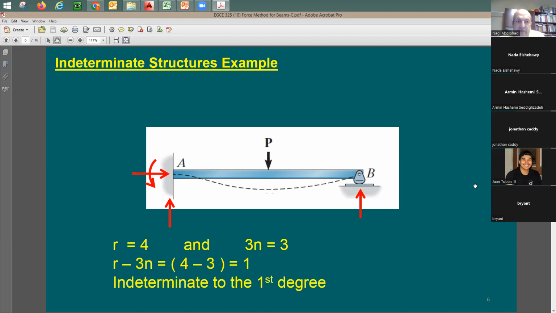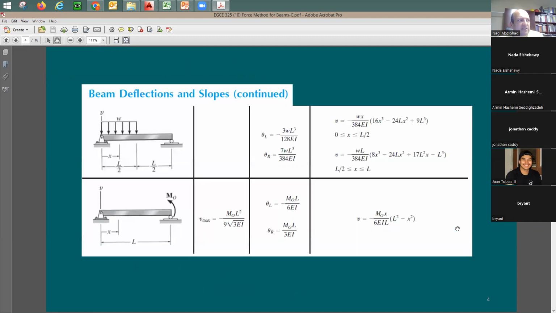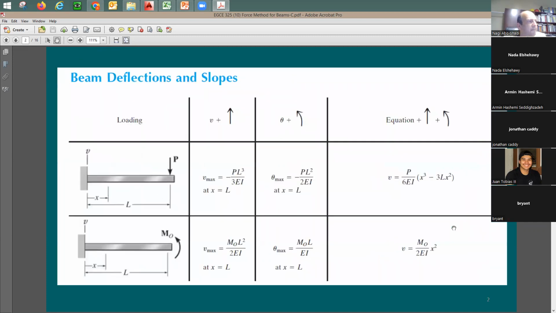I don't want to do it with a conjugate beam. I'm just going to give you a table to help you solve this, just a few tables. This table comes in the first slide, and it is actually in the back of the book, your textbook. You can see this in the back of the cover.